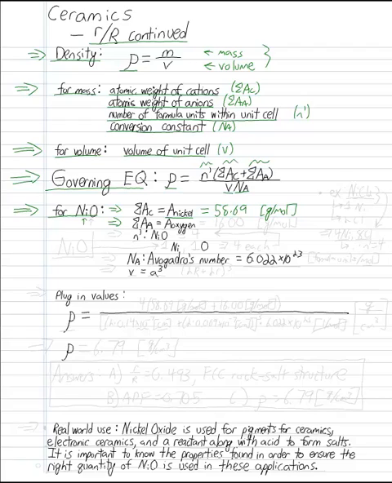Next, we want to find the atomic weight of the anions. Oxygen is the only anion in nickel oxide, so that's just oxygen, and that's equal to 16.00 grams per mole. You can look that quantity up.